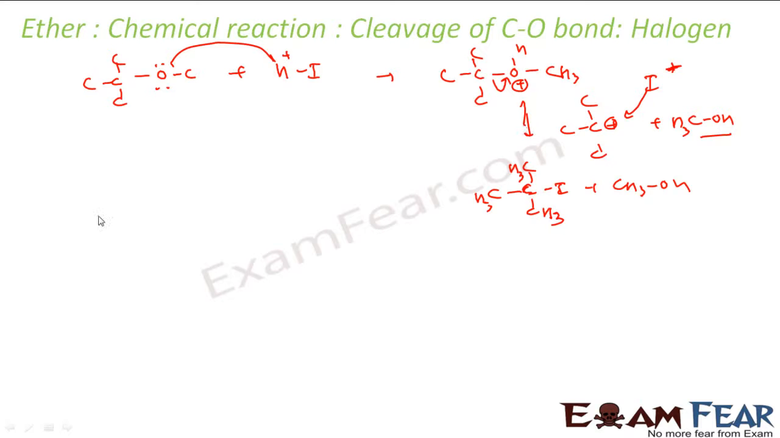We'll take one more strange scenario. So I have this phenol, this O, and then we have CH3. Again, let me react with HI.